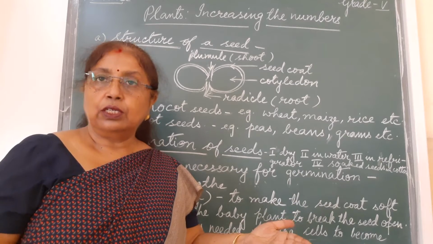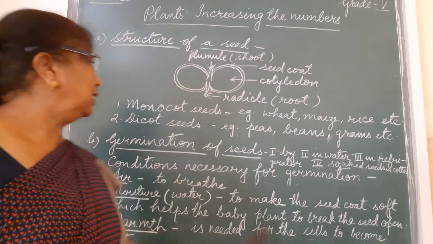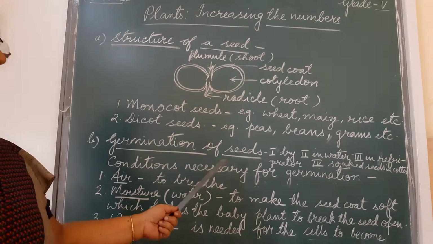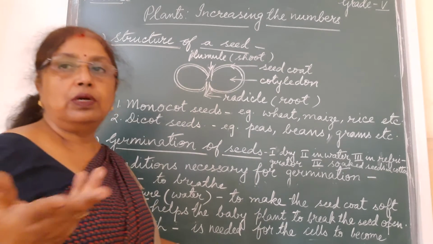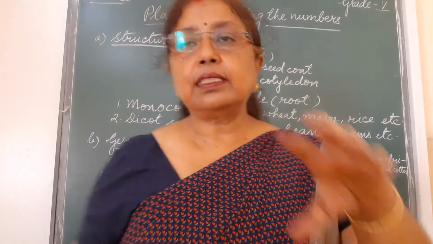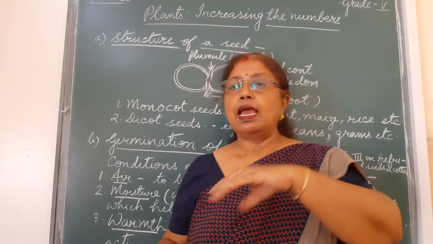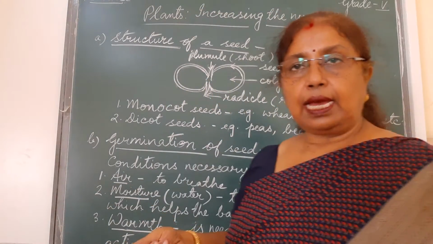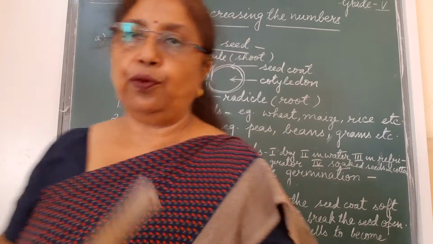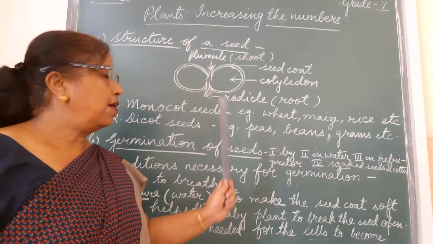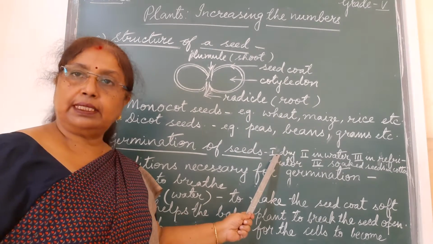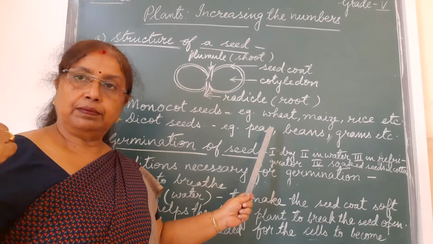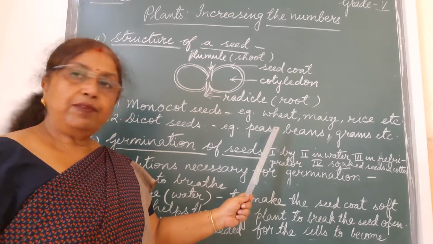Now we will see what the conditions for germination of seeds are. For this we will do one experiment. We will take some gram seeds and we will take 4 plates and number them 1, 2, 3, 4. In the first plate we will keep some dry gram seeds and put them out in the sun.